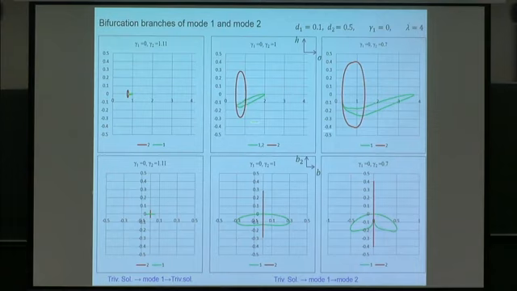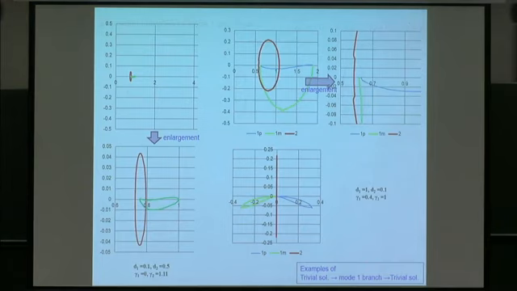And in the right two, the mode 1 branch joins the mode 2 branch, but in this figure, it doesn't join mode 2, as shown in the next slide. This is the enlargement. The mode 1 branch emanates from a trivial solution and joins a trivial solution again.